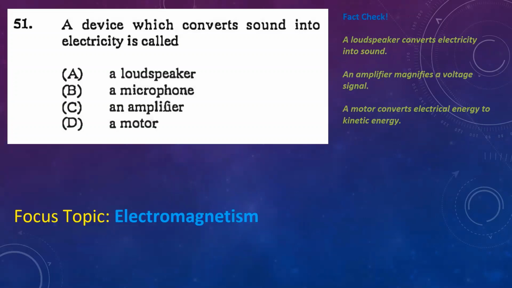A device which converts sound into electricity is a loudspeaker, and that's option A. Amplifier will just magnify the voltage signal, whereas motors are responsible for converting electrical energy to movement or motion or kinetic energy. So that's A.